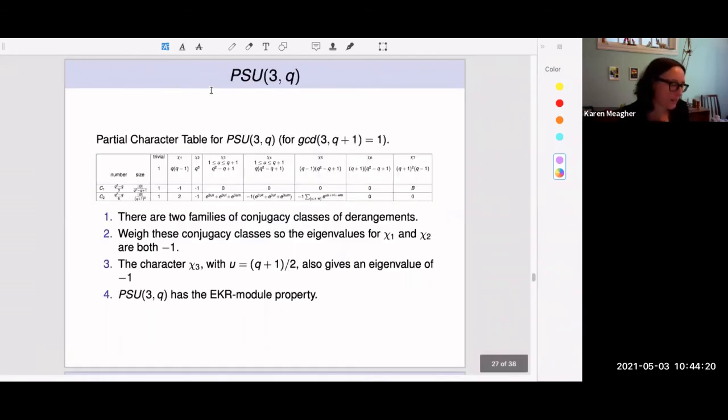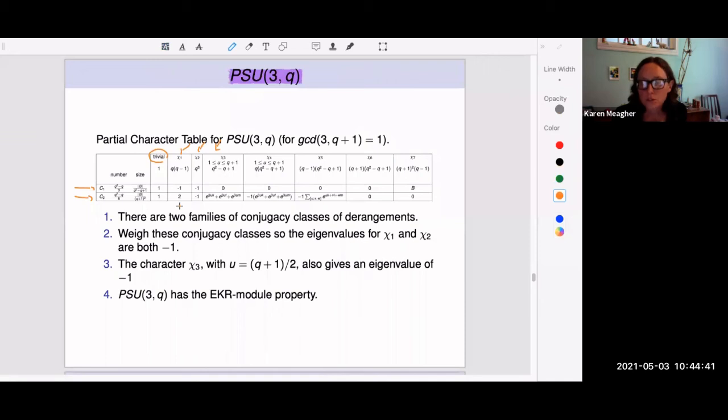Okay, this is one of my favorite examples, PSU(3,q). This is an abbreviated form of the character table. There are 2 families of conjugacy classes of derangements, and I put them in 2 different categories because there's a lot of them and it was kind of hard. And I have the trivial character right here, and I've got a couple of sneaky little characters here. What I wanted to do was find a weighting that would give me the right number in the ratio bound.